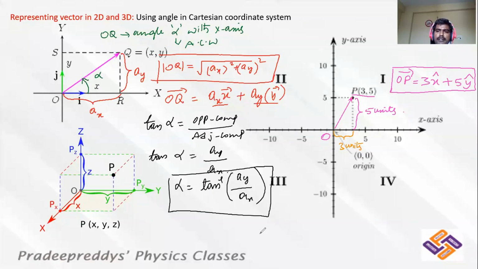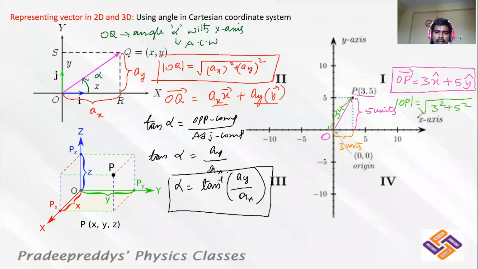Now how to represent its magnitude? OP magnitude is equal to under root x component whole square, that is 3 square, plus y component whole square. Using Pythagoras theorem, OP length is equal to under root 3 square plus 5 square, that is 25 plus 9, 34. So this length is equal to root 34 units. This total length is root 34. You have got the OP magnitude.